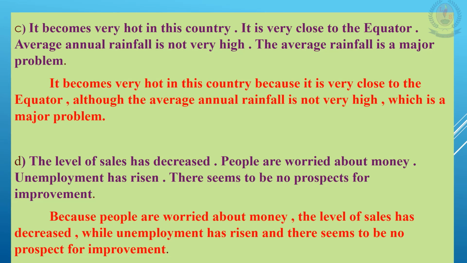It becomes very hot in this country because it's very close to the equator, although the average annual rainfall is not very high, which is a major problem. And the last question given there is: the level of sales has decreased. People are worried about money. Unemployment has risen. There seems to be no prospects for improvement. The answer will be, because people are worried about money, the level of sales has decreased, while unemployment has risen and there seems to be no prospect for improvement.